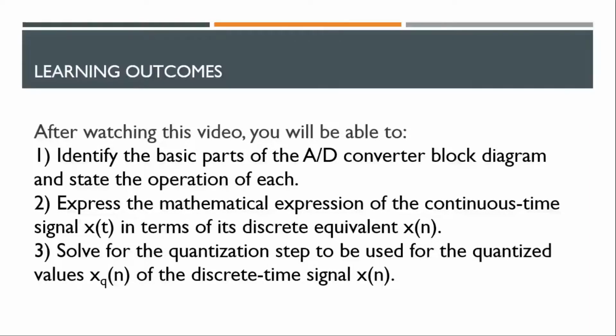Here are the learning outcomes. After watching this video, you will be able to, number 1, identify the basic parts of the A to D converter block diagram and state the operation of each. Number 2, express the mathematical expression of the continuous time signal x of t in terms of its discrete equivalent x of n. Number 3, solve for the quantization step to be used for the quantized values x sub q of n of the discrete time signal x of n.